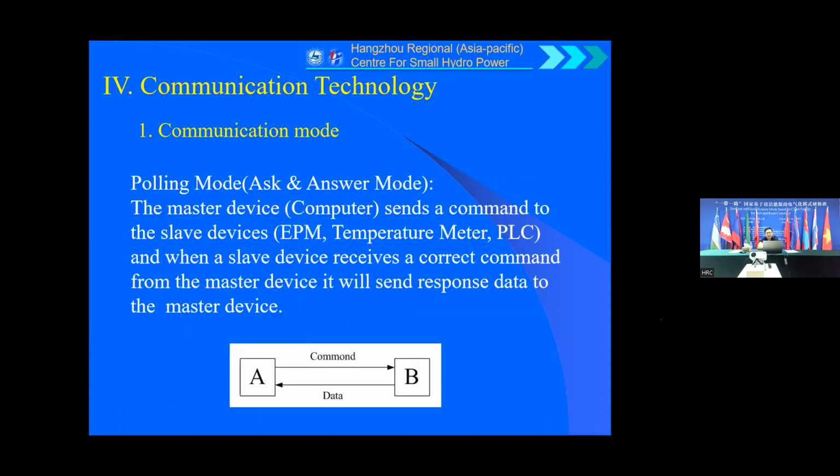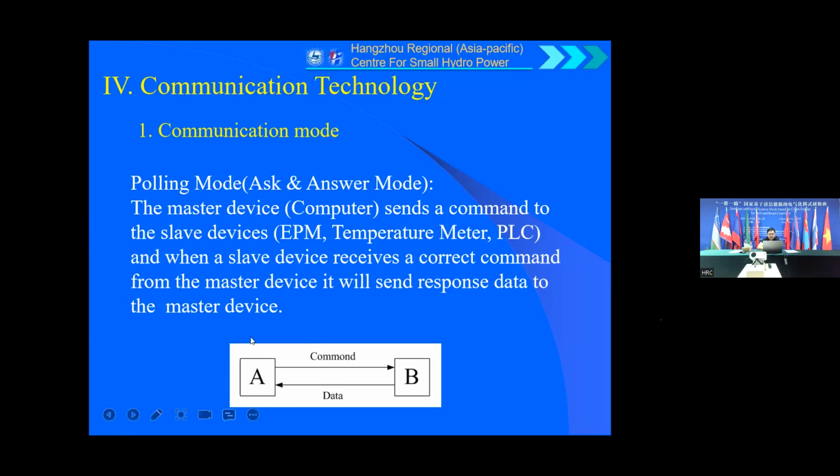The most widely used model is polling model, known as ask and answer model. In this model, there is a master device and a slave device. The master device will be a computer or a PLC, and will send a command to the slave device, like an electric meter, temperature meter, or PLC. And when a slave device receives a correct command from the master device, it will respond. They send response data to the master device.